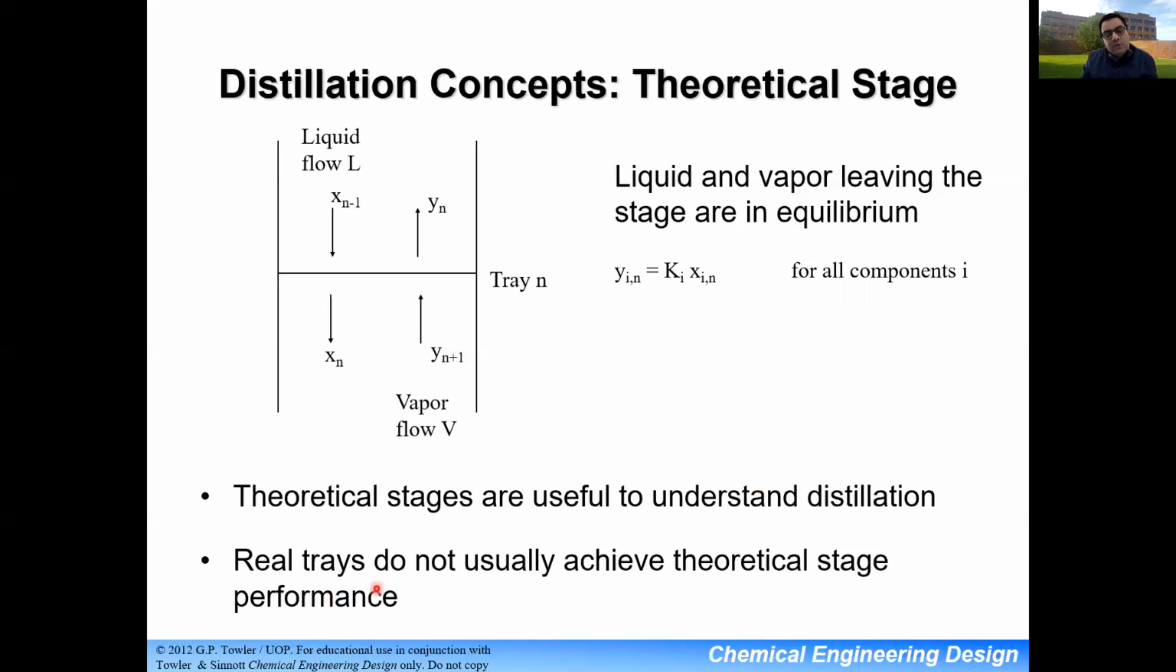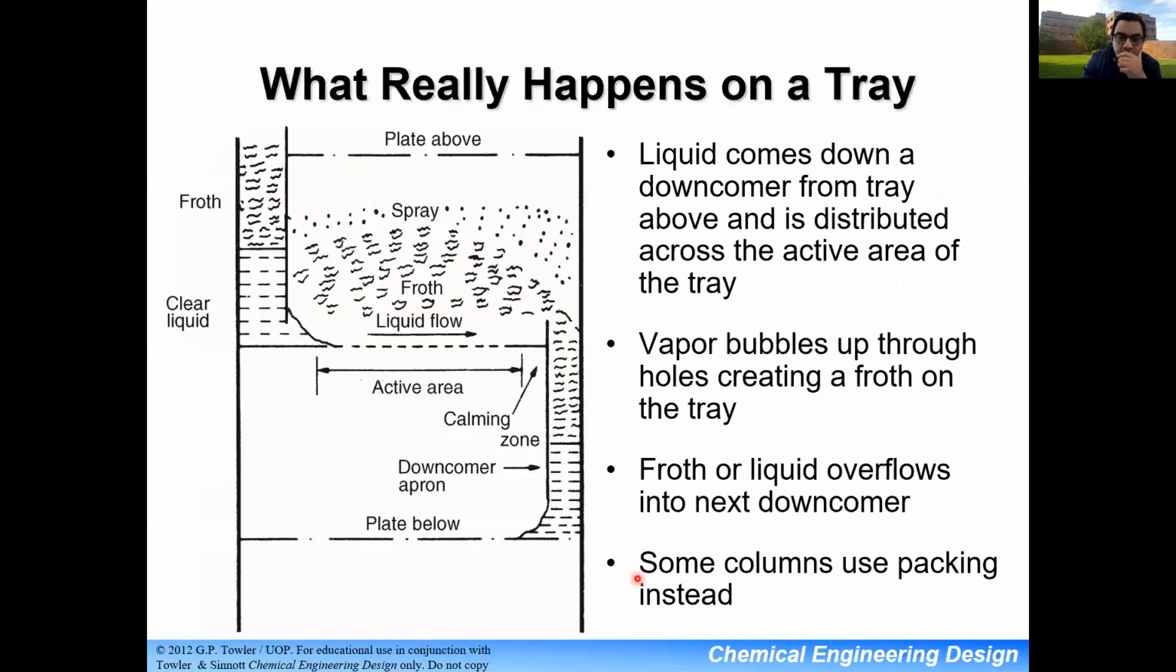And of course, real trays do not usually achieve theoretical tray performance. You have a tray efficiency, you have correction factors, you have other things to try and make these two numbers, or these two performances, match. So what really happens in a tray?